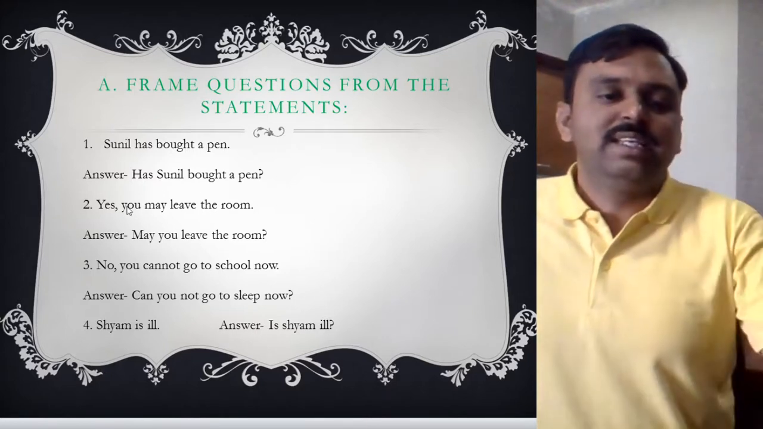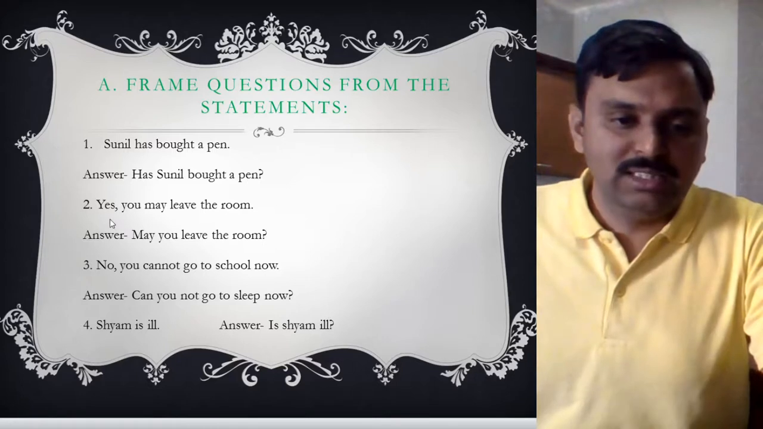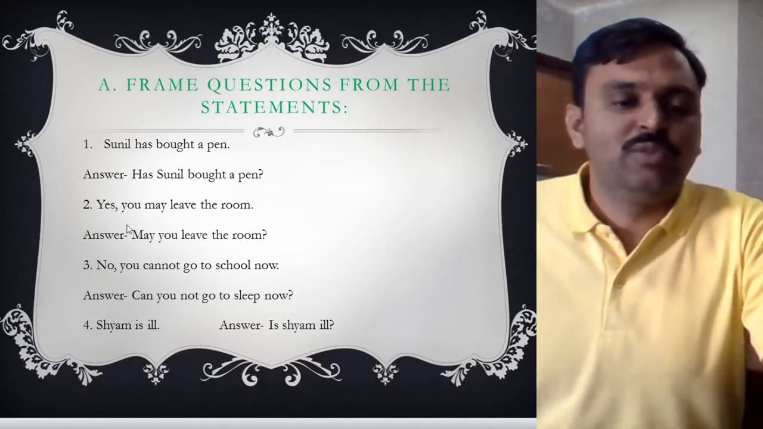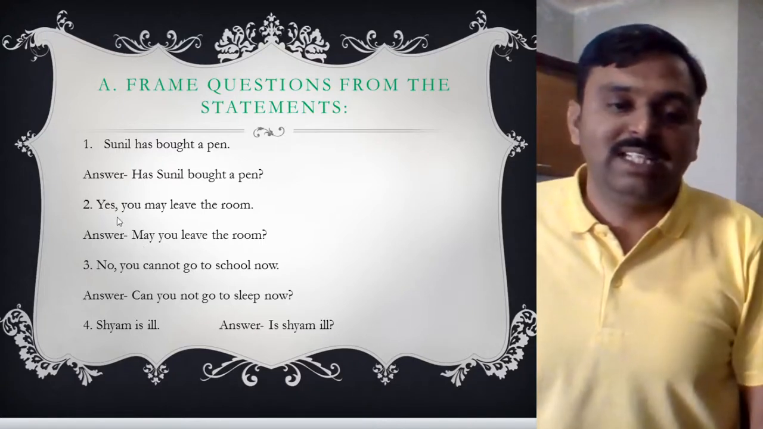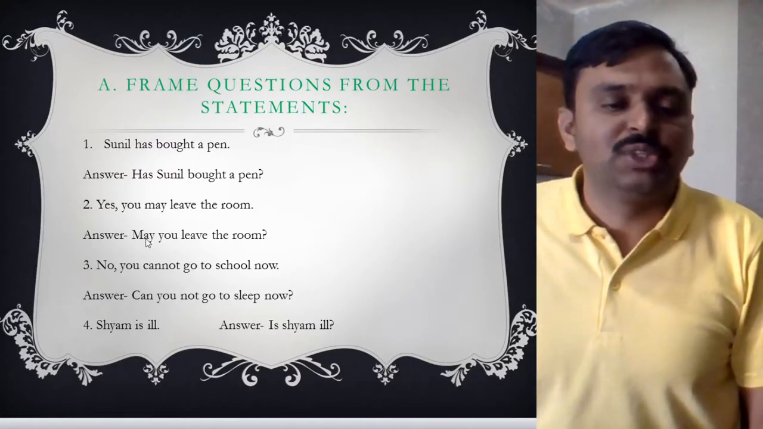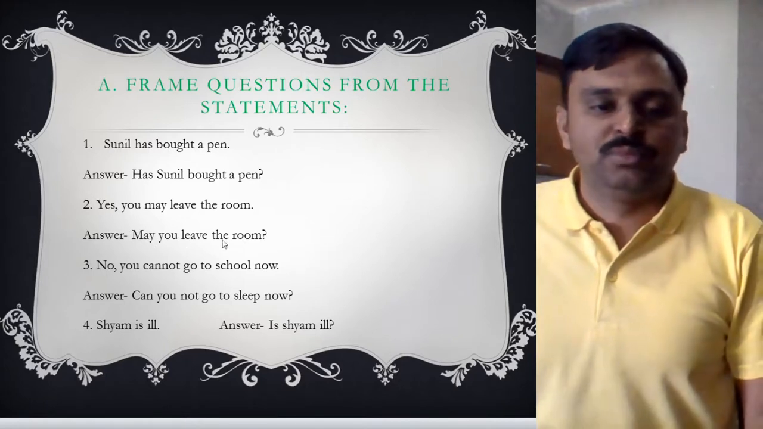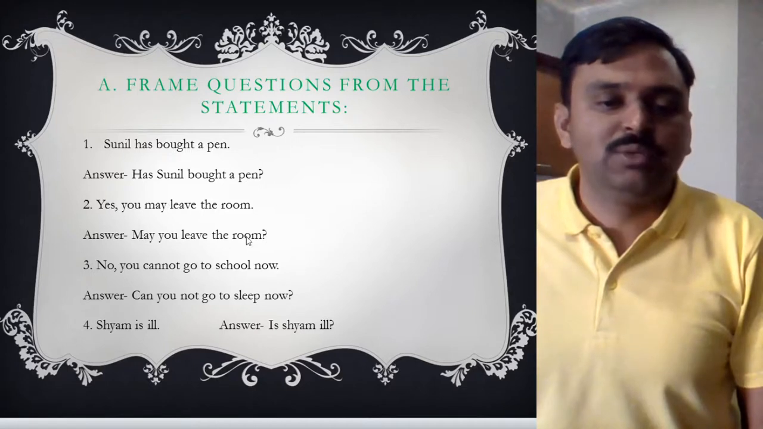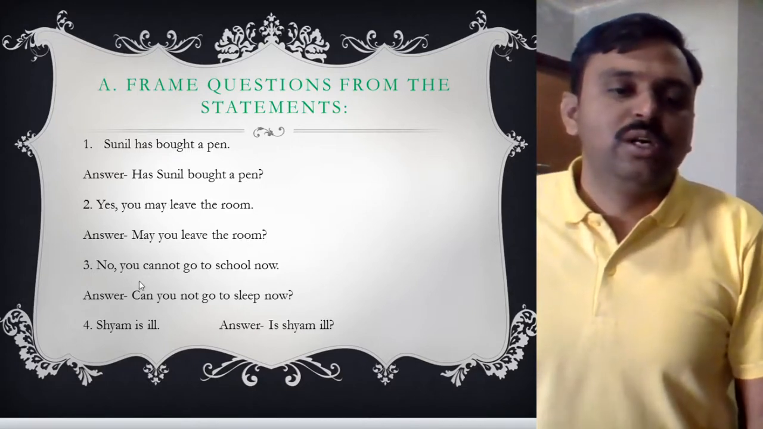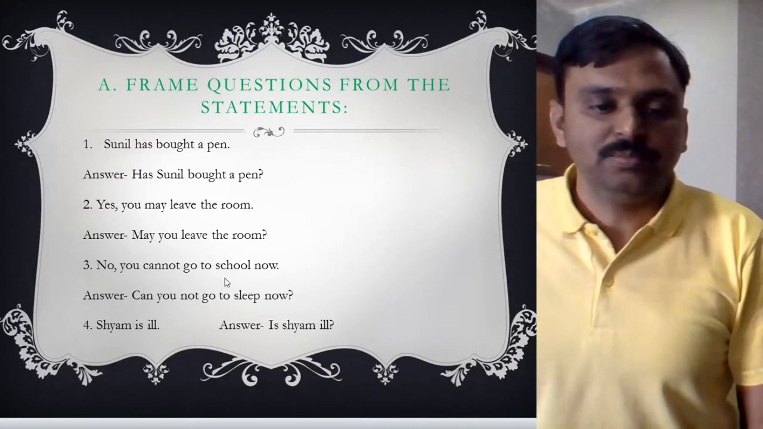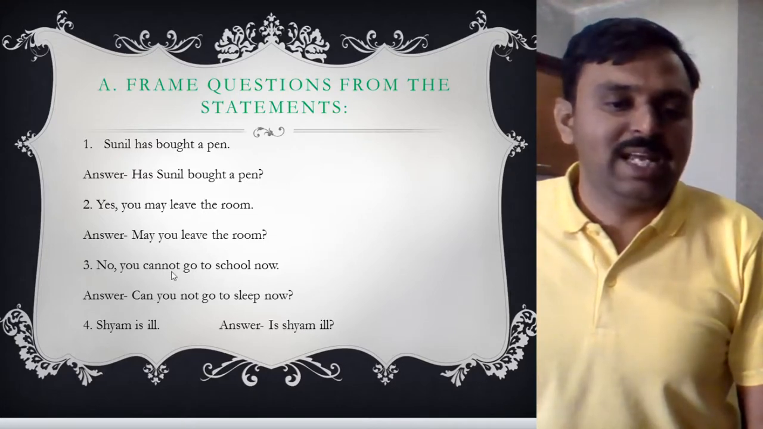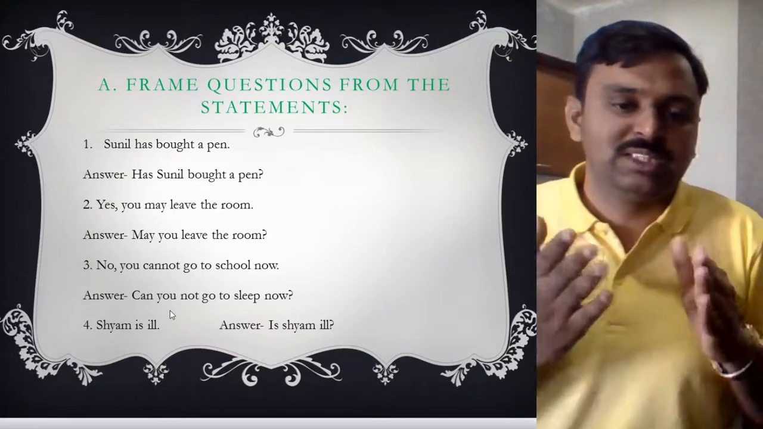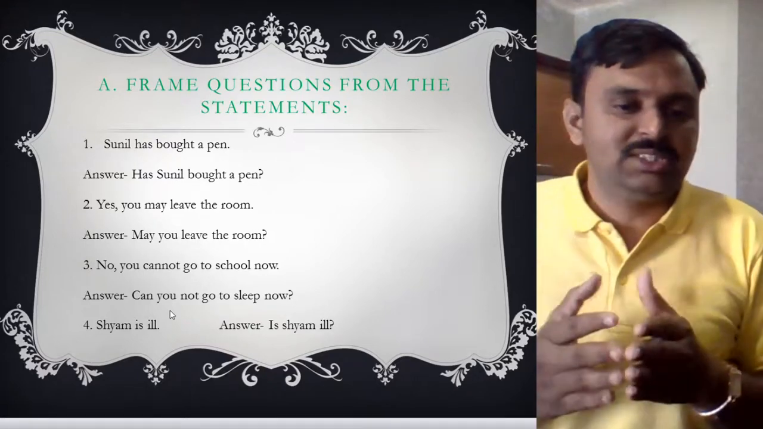Next, yes, you may leave the room. That's just an answer statement. So when you frame a question, we remove yes from that. May you leave the room. So that auxiliary verb may will be used in the beginning. So, may you leave the room. Next, no, you cannot go to school now. While framing this question, remember that cannot is given. So when you frame a negative question, we use first can, then the subject, and then not.